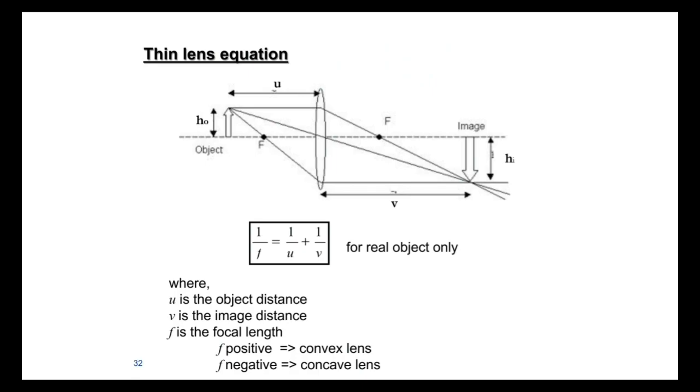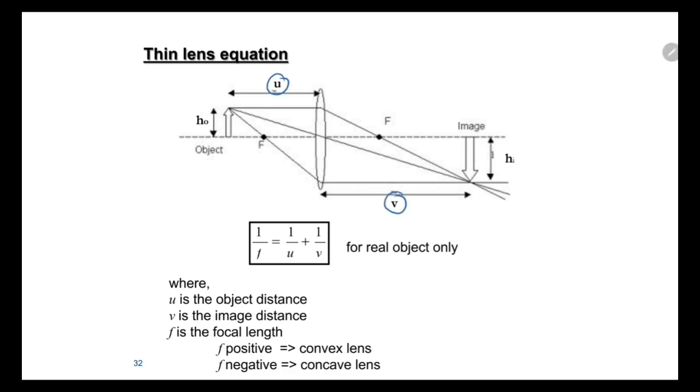Next, we have the thin lens equation. Look at the figure given. You have a lens and you put your object in front of the lens. You measure the distance between the object and the lens and you put it as u. The image is formed at the back of the lens and you measure the position of the image to the lens and you put it as v.